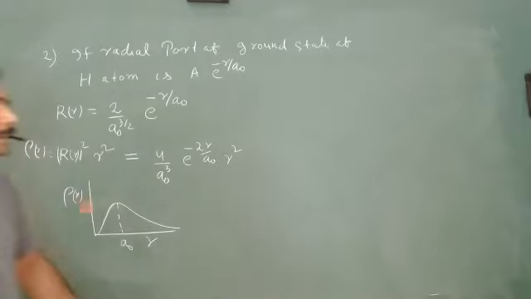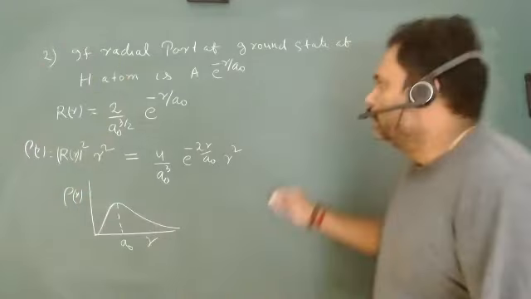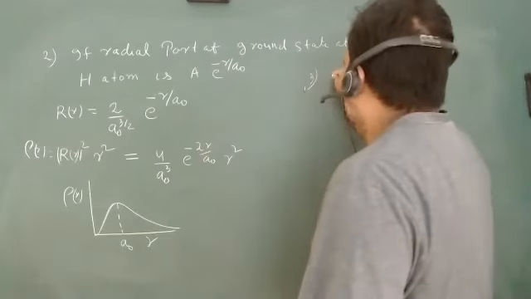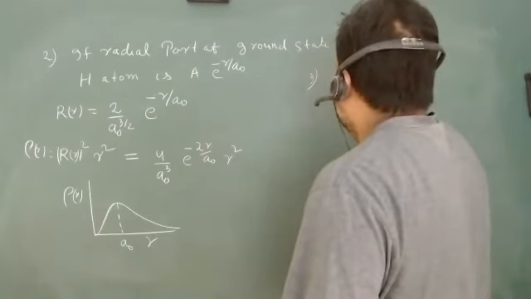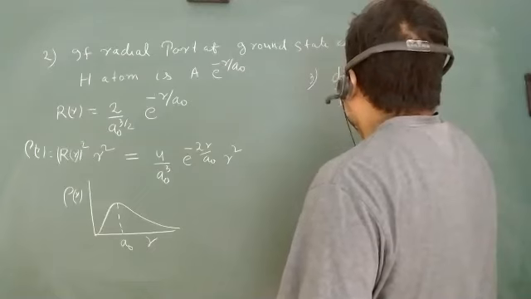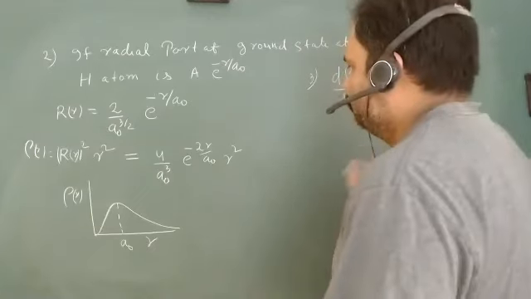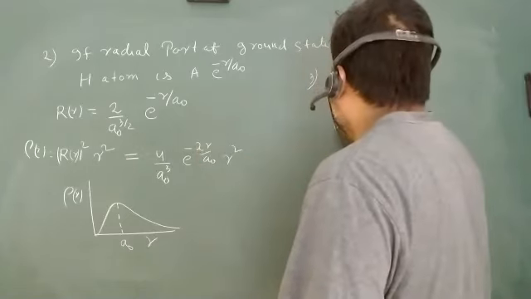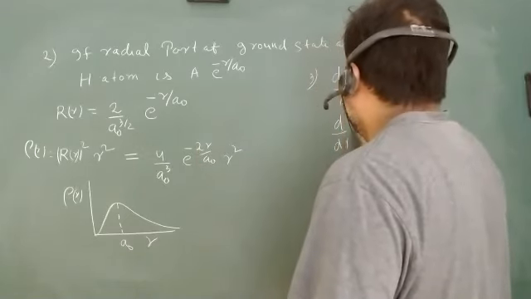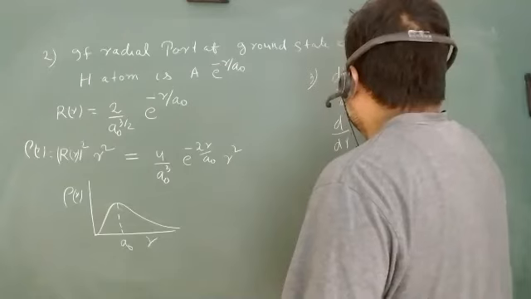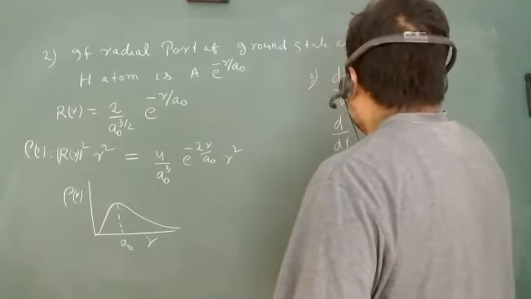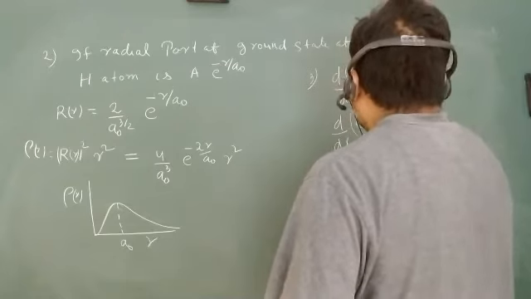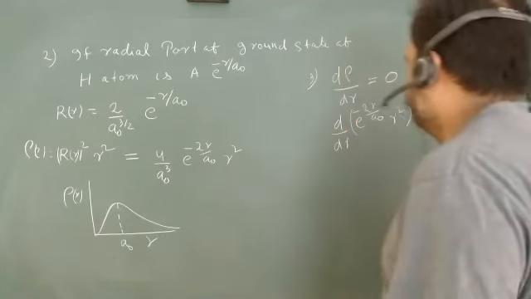So how will you get the maximum value? Simple. The third question: dρ/dr must be equal to 0. So you have to put this particular thing. I am just keeping the constant aside. You will just put d/dr of e to the power minus 2r upon a naught times r square equal to 0, and you can figure it out.